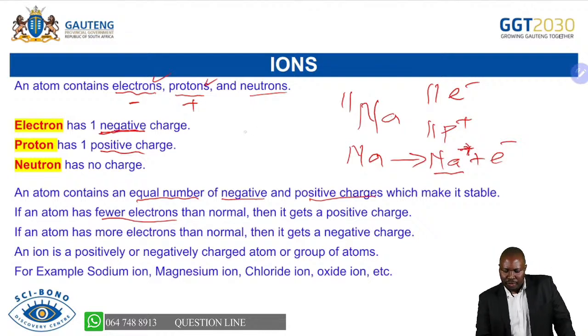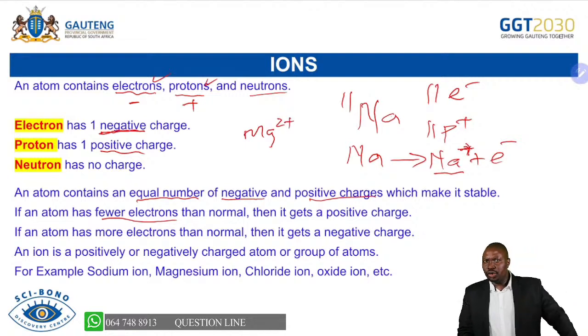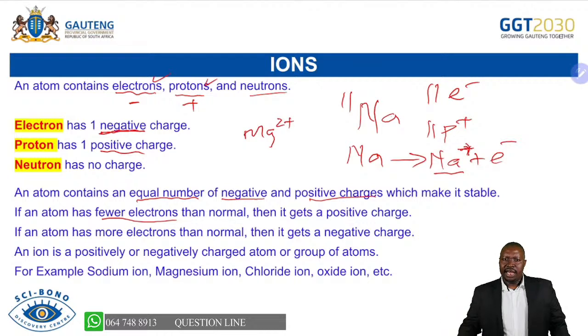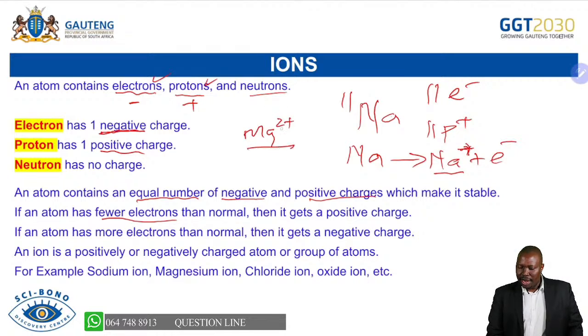But if I write for you, for example, magnesium 2 plus, you will know that that magnesium has lost 2 electrons because they are no longer equal. Because when it's neutral, it means the number of electrons and protons are equal. So it's important that you understand these electrons because that's what we'll be dealing with. Now, if it is magnesium 2 plus, we're talking about now an ion.